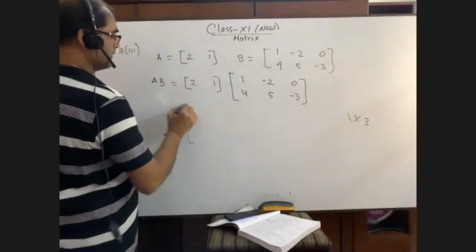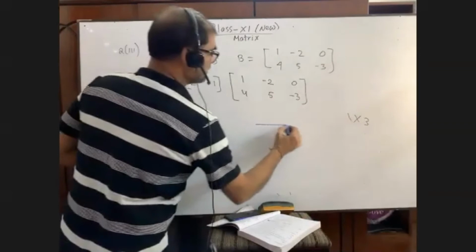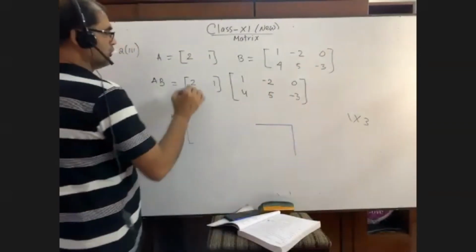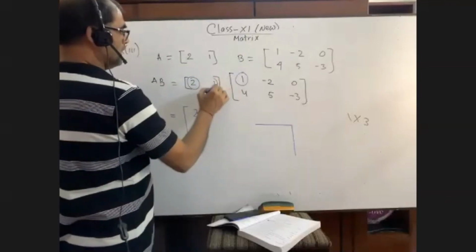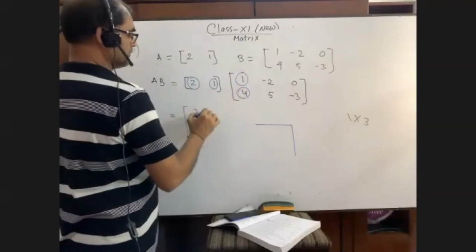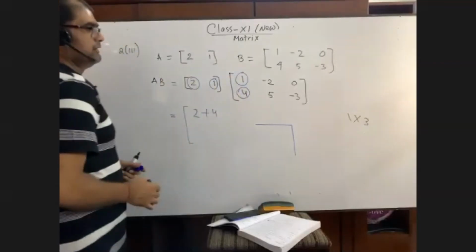Very good. So what I told you, can you remember this? So 2 into 1. Very easy and simple. 2. 1 into 4 equals to what? Plus 4. Math is done.